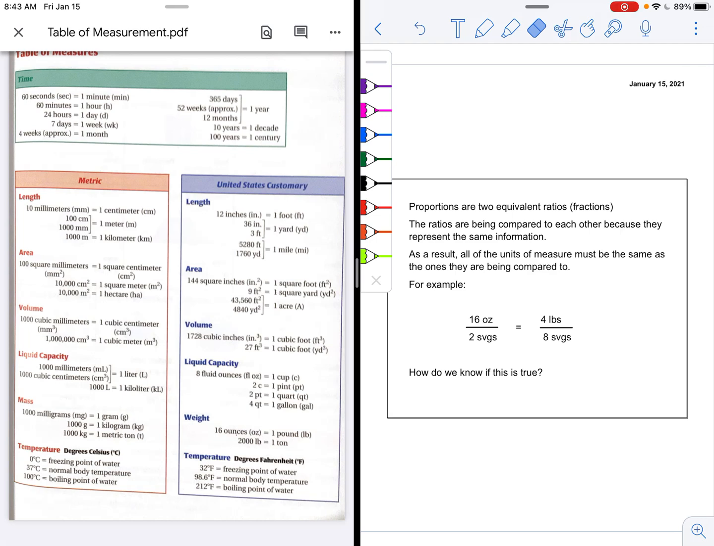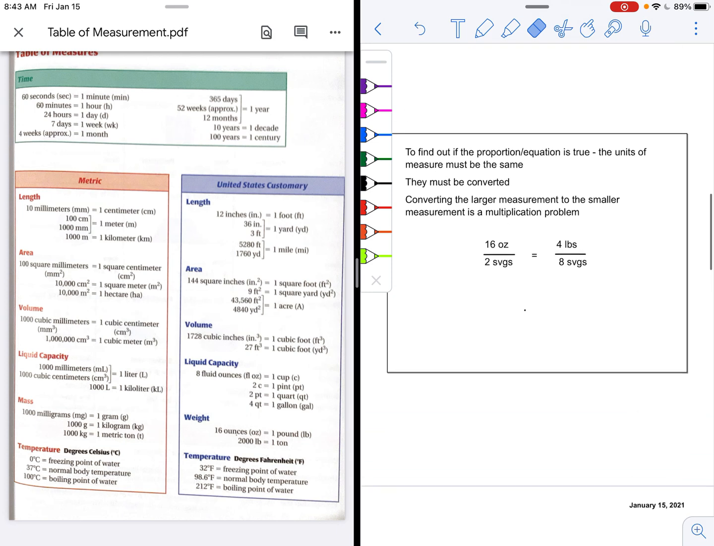So if we're looking at this particular proportion, one side is measuring in ounces per serving and the other side is measuring in pounds per serving. And we don't know if that's true unless we're comparing the same unit of measure on both sides. So we do have to do some converting. So let's just take a look at that conversion.